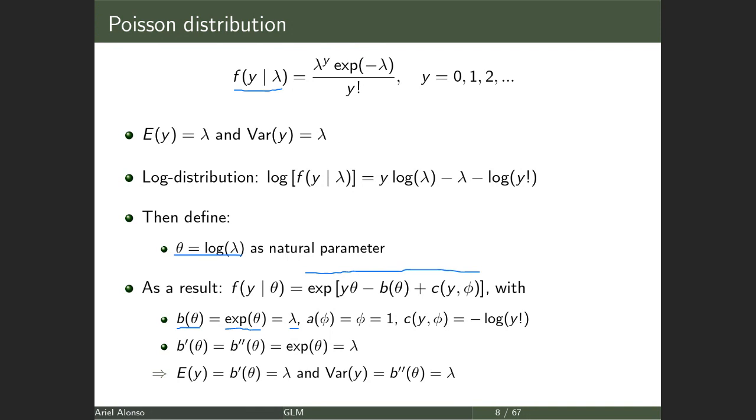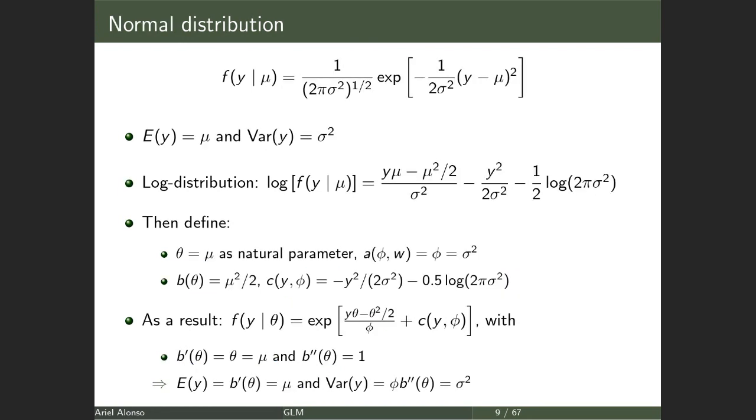And then you can see very easily, choose that a function, forget about the w, a of psi comma w is equal to psi, that is equal to 1. Then this c function over here is minus the logarithm of the factorial of y, and you can see b of theta is the exponential, so the first derivative is equal to the second derivative is equal to the exponential and is equal to lambda. So you indeed have that this satisfies that the expected value is equal to the variance. So again, the Poisson distribution is a special case of the univariate exponential family.